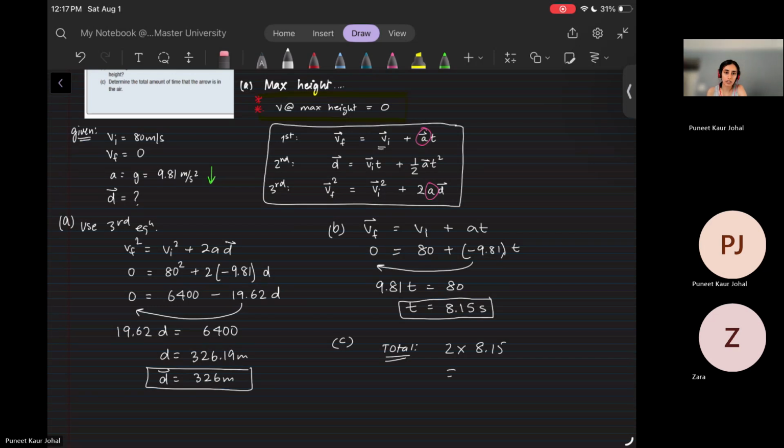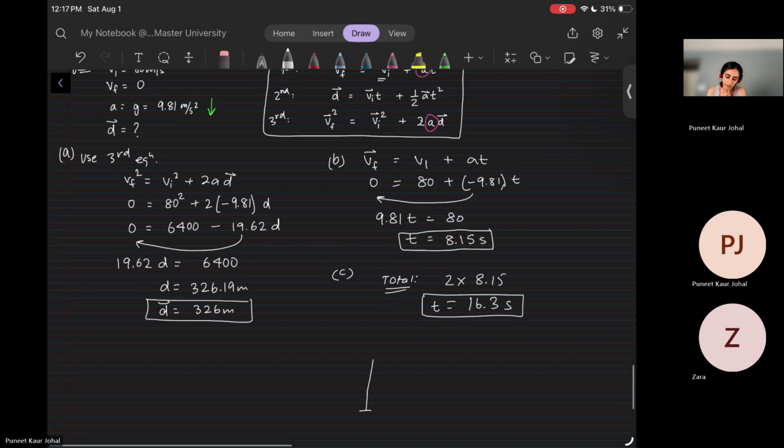And your answer is just going to be 16.31, or 16.3 is good enough, seconds. Okay, so to reach max height, you took 8.15 seconds. To come back is also going to be 8.15, and then you just add those up, and that's the total time.